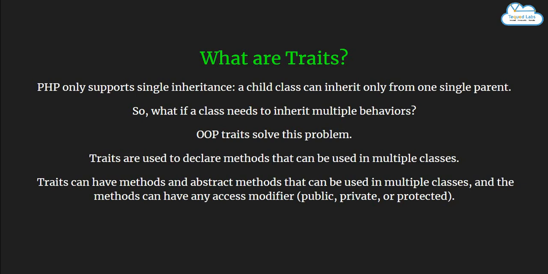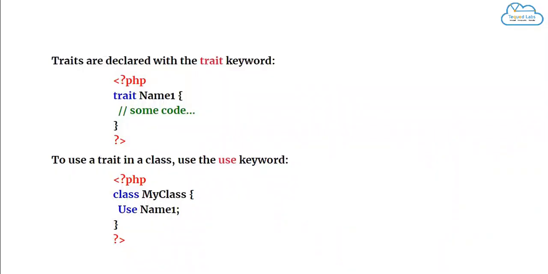Traits are used to declare methods that can be used in multiple classes. Traits can have methods and abstract methods, and the methods can have any access modifier. It can be public, it can be private, it can be protected as well, right? So you can use any of these three. So this is how you have to declare a trait. Traits are declared with the trait keyword, then the trait name, and some code inside that. To use a trait in a class, use the use keyword. So you'll have to use the use keyword also, right?